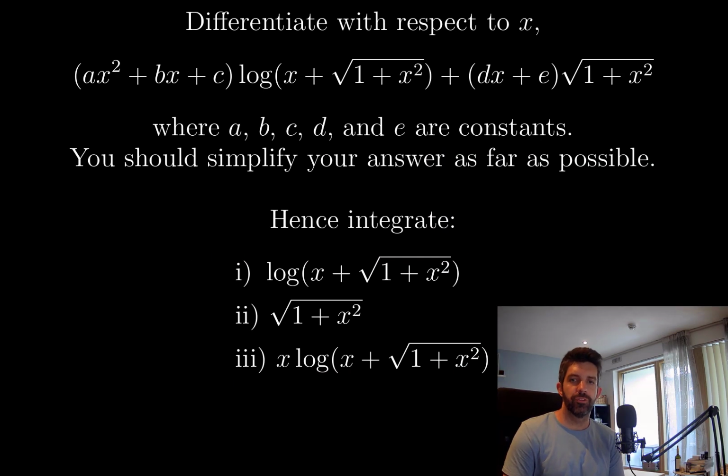Today's problem is submitted by a viewer, and it says, differentiate with respect to x, (ax squared plus bx plus c) times log of (x plus square root of 1 plus x squared), plus (dx plus e) times the square root of 1 plus x squared, where a, b, c, d, and e are constants. Simplify your answer as far as possible.